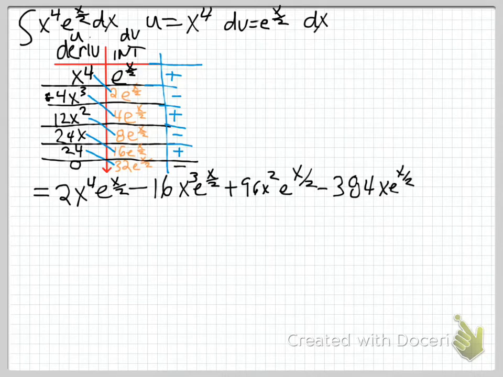And then the last one becomes very large. I'll write it right underneath here. We have plus 768, and it's e to the x over 2. So this will save you from having to do the integration by parts multiple times when you have a large problem like this. Okay, we'll see you in the next video.